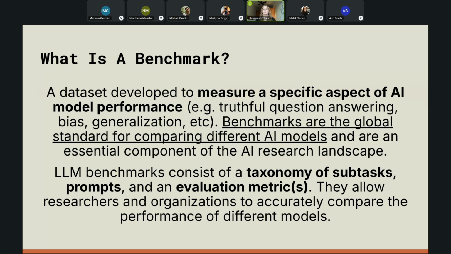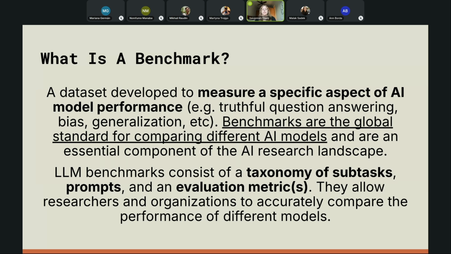Some examples of existing benchmarks range from truthful question answering to social bias in LLMs. There are benchmarks for reasoning in LLMs and all different kinds of topics. They're a really essential component of the AI research landscape, and you can benchmark any type of AI system.